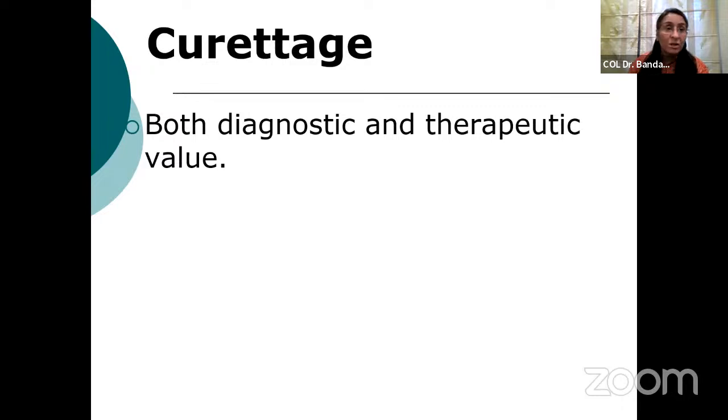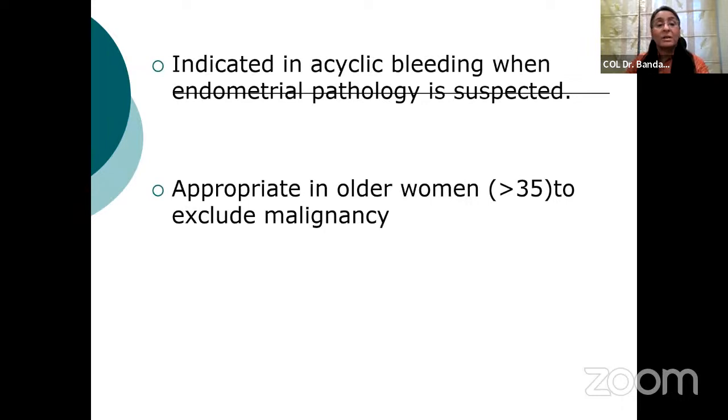Curettage can be both diagnostic and therapeutic. If there is profuse bleeding, which is not going to stop with medications, one has to do a therapeutic curettage where you remove the entire lining inside, and the same tissue has to be sent for diagnostic purposes so as to exclude the underlying cause, to exclude any malignancy. So it is indicated in acyclical bleeding when endometrial pathology is suspected, or wherever we want to exclude a malignancy, wherever we feel that if the age is more than 35, 40, and the chances of having a malignancy are higher, definitely an endometrial curettage is indicated.